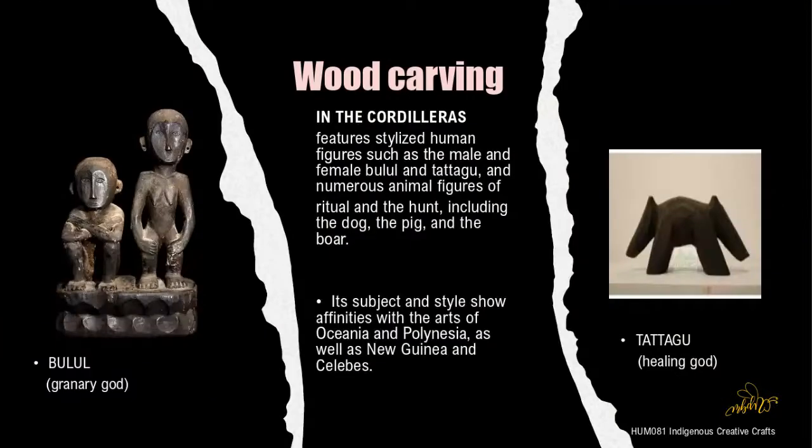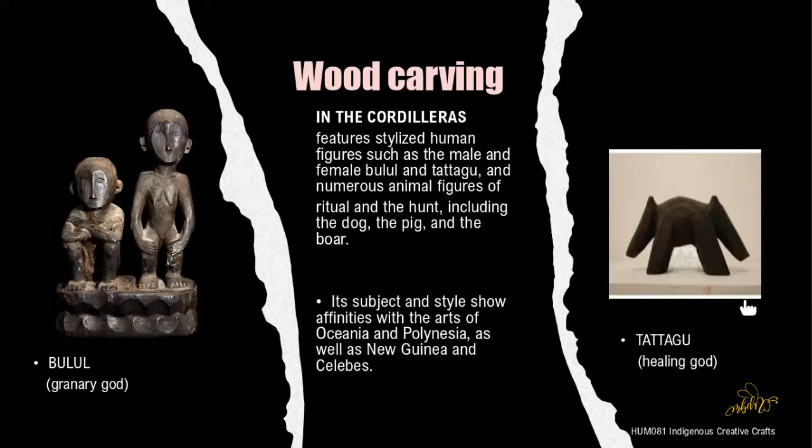And then we have a very important one as well, wood carving, very prevalent during the Indigenous period. In the Cordilleras, this one features stylized human figures such as the male and female bulul and the tatagu, and numerous animal figures of ritual and the hunter, the dog, the pig, and the boar. So bulul is seen as the granary god. We can see a lot of the Ifugaos having this in their home, making sure that they would have somebody protecting their rice fields.